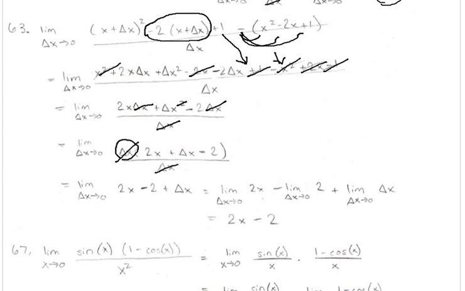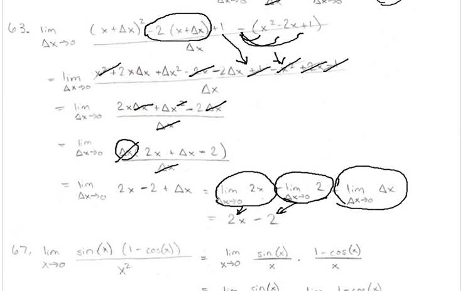I can take the limit of the 3 terms separately, right? So I have the limit as delta x goes to 0 of 2x, but there's no delta x term here, so it just comes down. The limit as delta x goes to 0 of negative 2, or minus the limit as delta x goes to 0 of 2, which just becomes 2. And then finally, plus the limit as delta x goes to 0 of delta x. So that's just saying as this goes to 0, we can just say direct substitution, right? So we're only left with 2x minus 2. And that is the answer for that.